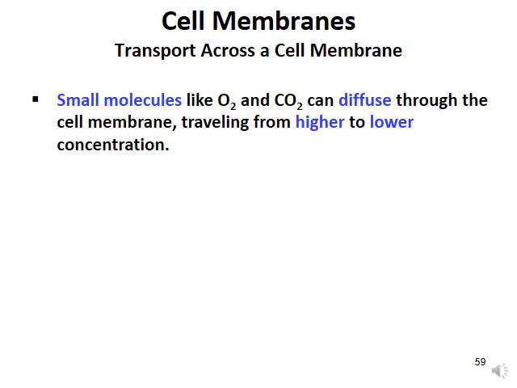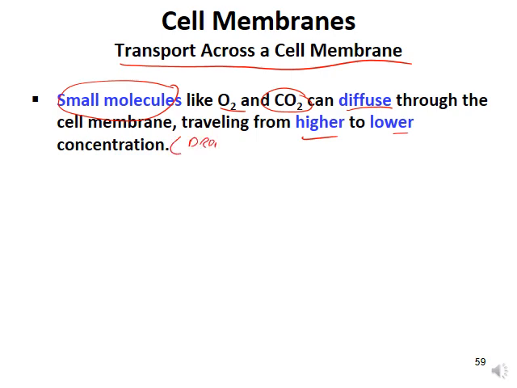So what can get through, what can't get through, how does it work? Transport across a cell membrane. Very small molecules like oxygen and carbon dioxide can diffuse, traveling from higher to lower concentration. Think of drops of food coloring.